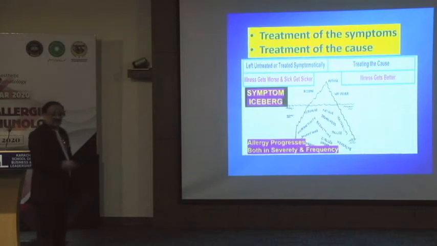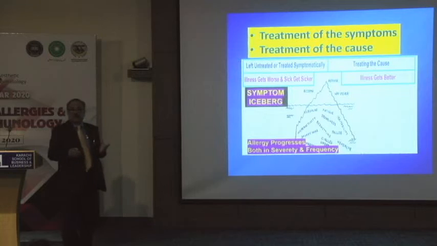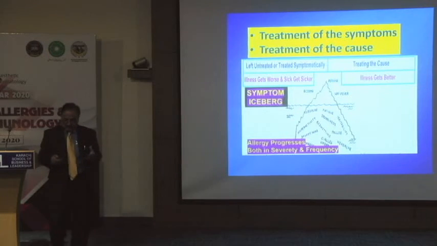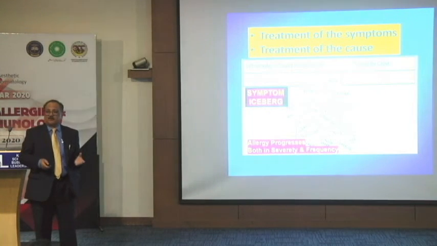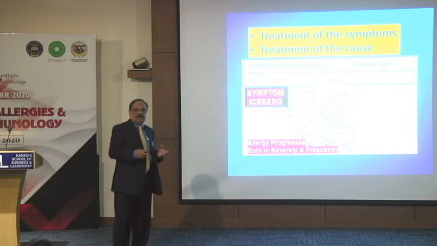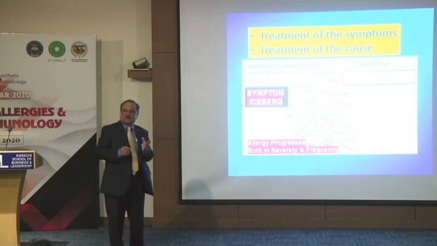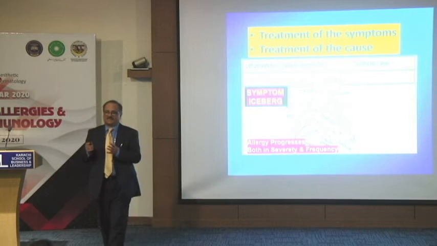The treatment and pharmacotherapy is what we wanted to discuss. How do we treat it? There are two types of treatment: symptomatic treatment and treating the cause. Either we treat the symptoms or we don't treat at all. In allergy, the disease progresses.